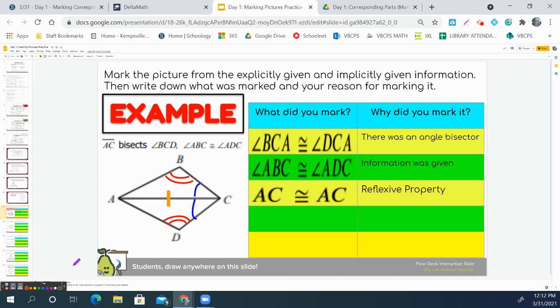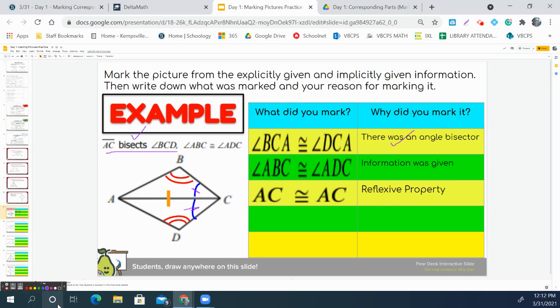We've already looked at them a little bit. AC bisects angle BDC. AC is the knife that's cutting this piece of cake in half. So what I get from that, that so what, right, is that angle BCA is congruent to angle DCA. There was an angle bisector, right? I'm told that. So anything that appears over here in your givens is going to appear over here in your reasons.